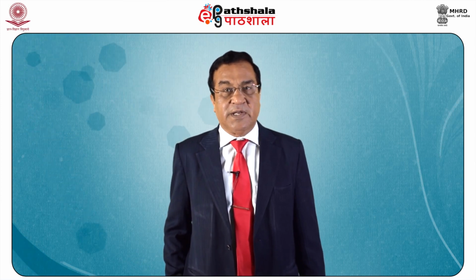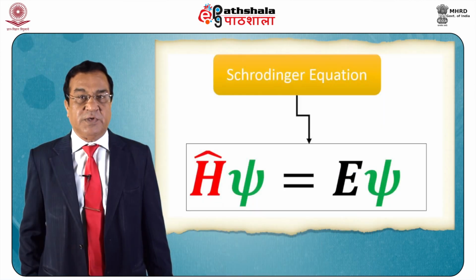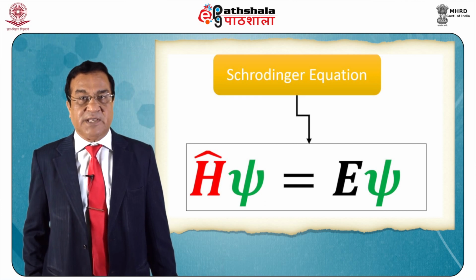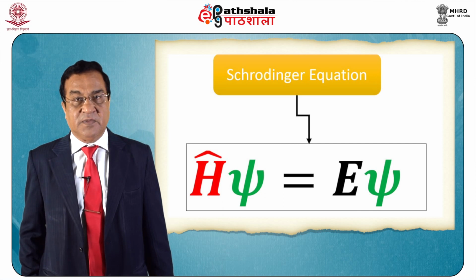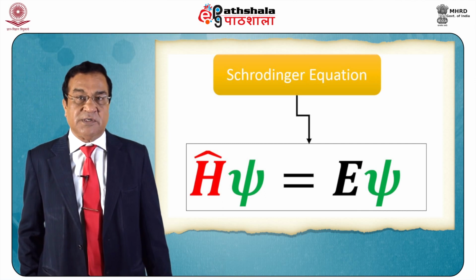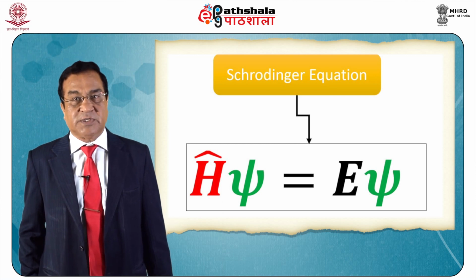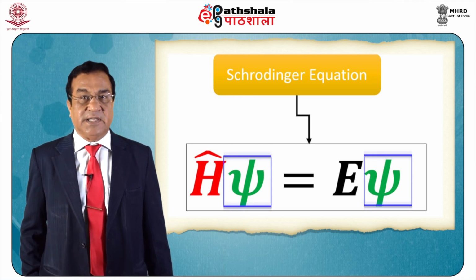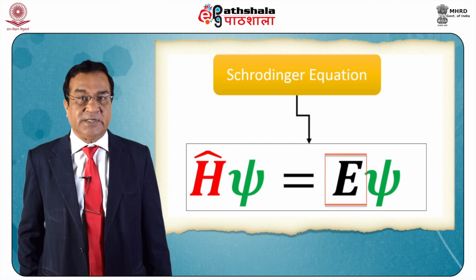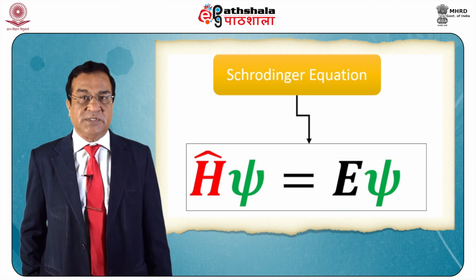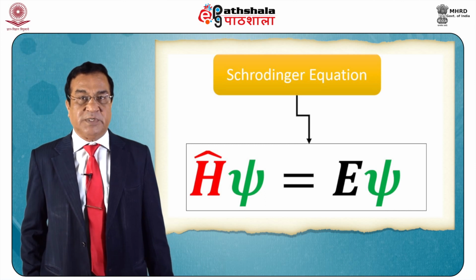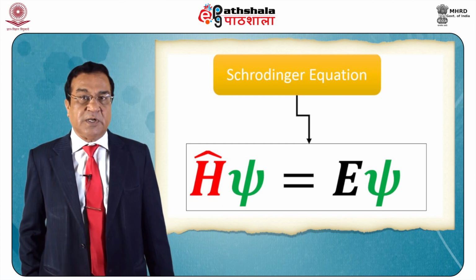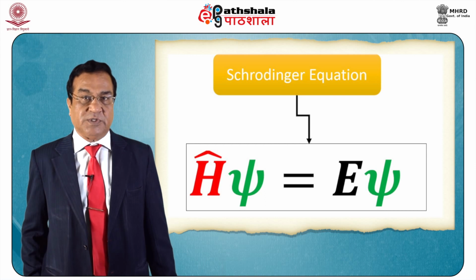As you all know, in quantum mechanics, the fundamental equation is the time-independent Schrödinger equation, that is H cap psi equals E psi. If one is able to solve this equation, then from the solution one gets two things. One is the wave function psi, and the second is the corresponding energy E. This wave function psi is the storehouse of information for the system under consideration, and most of the information about the system can be obtained from this wave function.